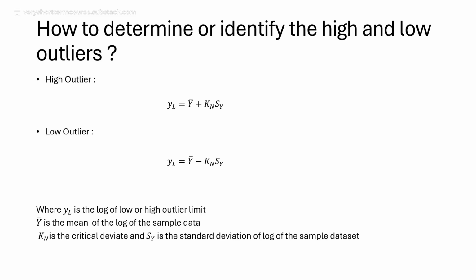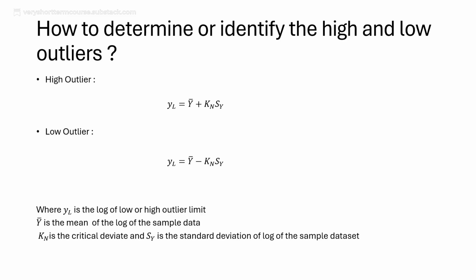This K subscript n is known as critical deviate, and you can find the value of K subscript n from a table which shows the critical deviate against the total number of data in a data set. That means if you have 10 data in that data set, then there will be a specific value of K. If you have 14 samples in your data set, then there will be a different K. And so on.